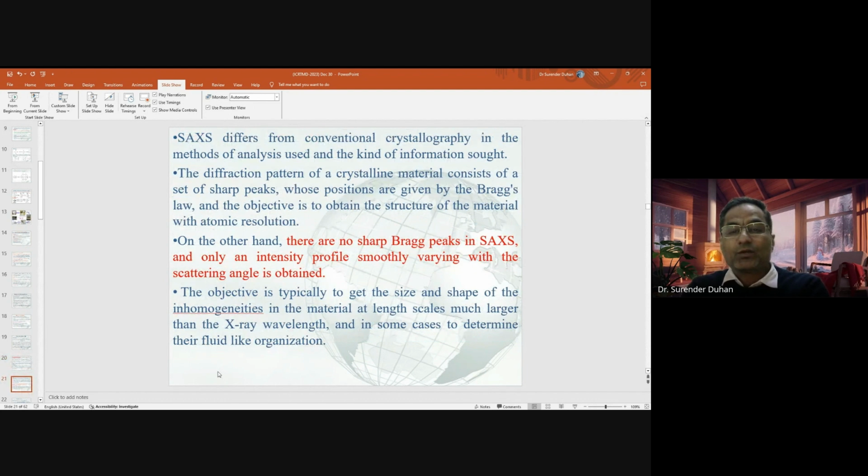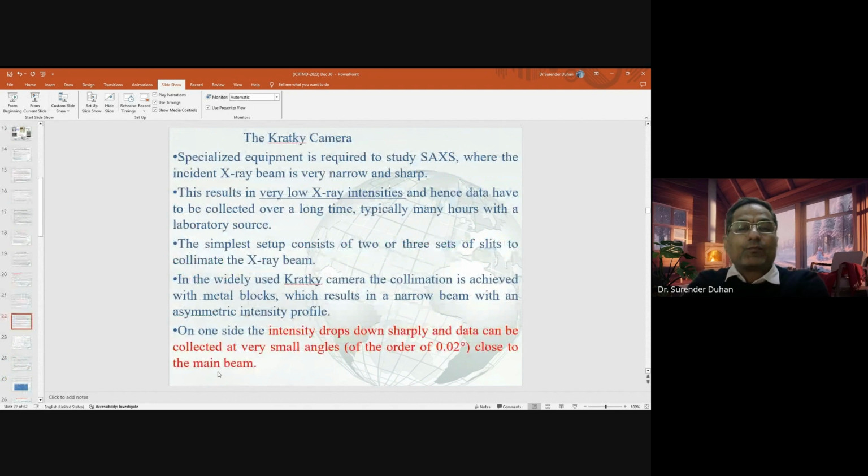On the other hand, there are no sharp Bragg peaks in small angle X-ray scattering, and only an intensity profile smoothly varying with the scattering angle is obtained. In case of small angle XRD, the Kratky camera is used. With the help of this Kratky camera, we can identify your pore order. On the one side, the intensity drops down sharply, and data can be collected at a very small angle, of the order of 0.02 degree, close to the main beam. Specialized equipment is required to study small angle X-ray scattering, where the incident X-ray beam is very narrow and sharp.